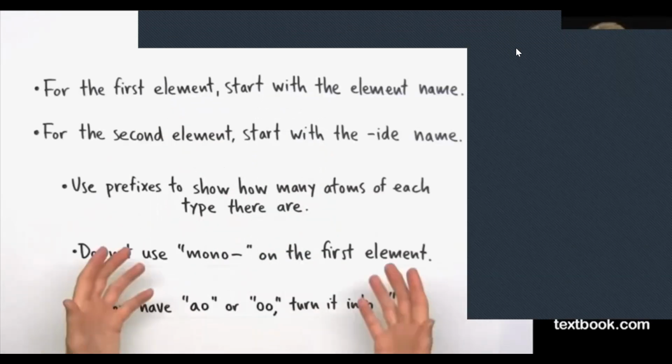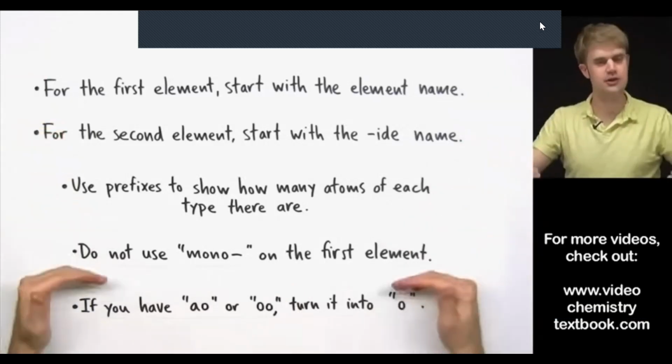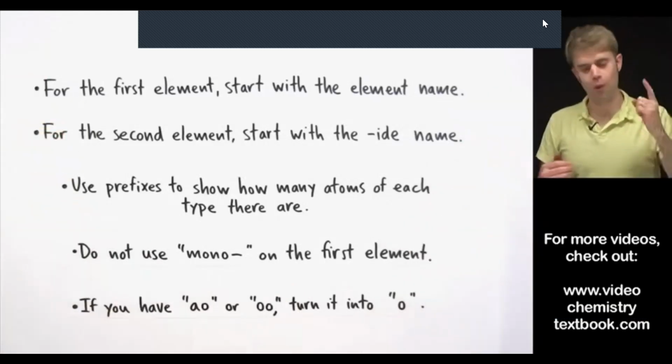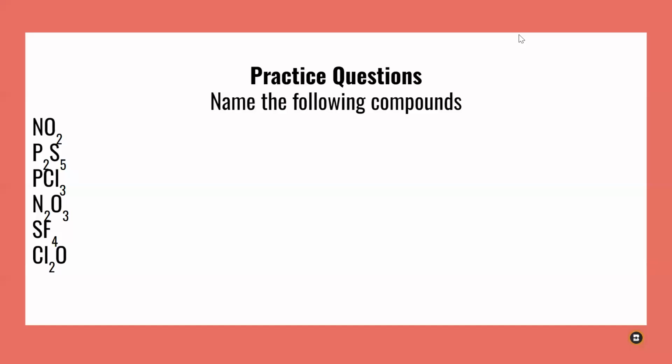So here's how we name covalent or molecular compounds with 2 nonmetals. We just follow each of these steps. One thing to keep in mind, this mono for the first element really confuses a lot of people. So remember not to use mono if there's just one of the first element.